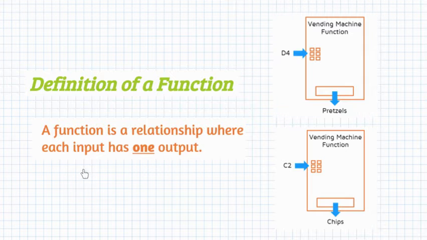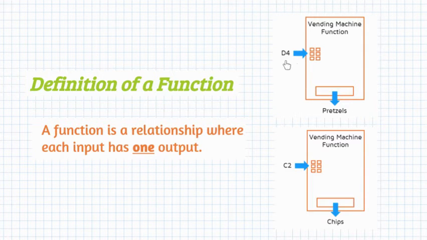You can see on the screen here the formal definition of a function is a relationship where each input has one output. And here's a couple of examples of that using our vending machines. I can put in the code D4 and it gives me one option that comes out, and that would be pretzels. I can put in C2 and only one thing is going to come out, and that is a bag of chips. I wouldn't expect anything else to come out other than pretzels if I put in D4.